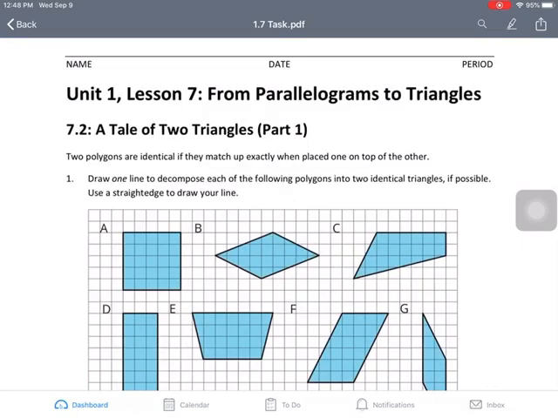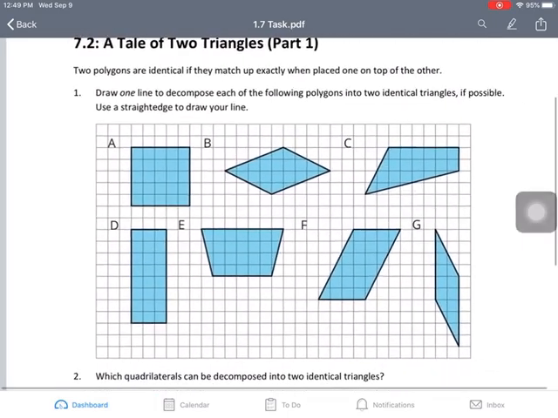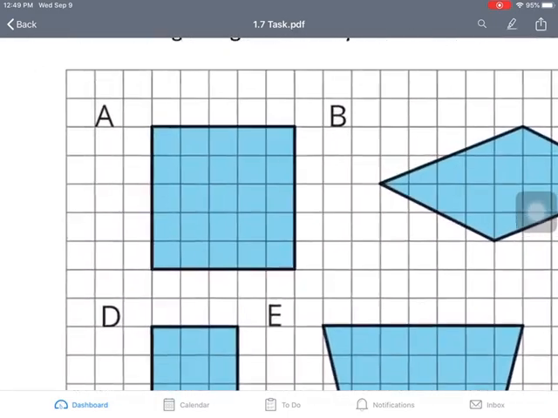So in this one, it says two polygons are identical if they match up exactly when placed one on top of each other. Draw a line to decompose each of the following polygons into two identical triangles if possible. So right there we see if possible. So some of these will not be able to be split into two. So I'm going to go here and I'm going to start with A as the example.